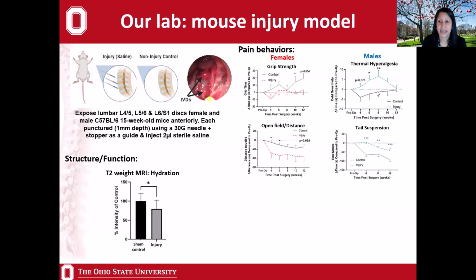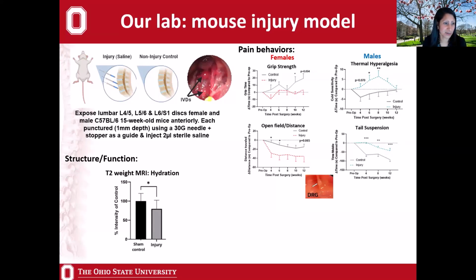So here, looking at thermal hyperalgesia, their sensitivity to cold is enhanced with injury, and then we perform the tail suspension test. If mice are more mobile, then they're in more pain, and so here we see an increase in the injury group of time mobile for the mice, suggesting they're in pain.